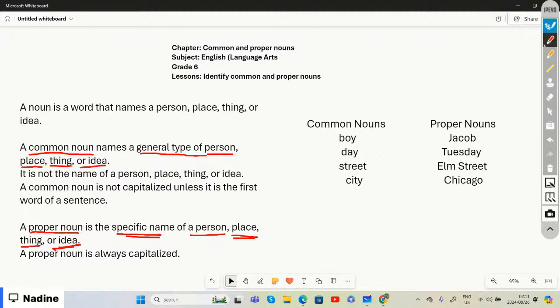And remember, a proper noun is always capitalized, whether it is the last word of the sentence or anywhere in the middle of that sentence. We need to capitalize it, right?